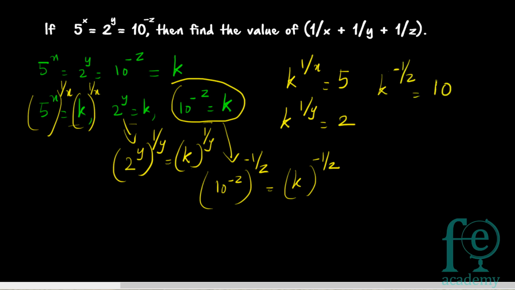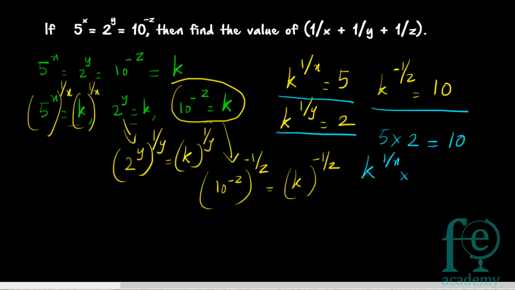So you got three expressions here. 5 is equal to k raised to 1 by x. Then 2 is equal to k raised to 1 by y. And 10 is equal to k raised to minus 1 by z. Now you know 5 into 2 is equal to 10. So you can rewrite the expression in terms of k. 5 is equal to k raised to 1 by x. And 2 is equal to k raised to 1 by y. And what is 10? 10 is equal to k raised to minus 1 by z.